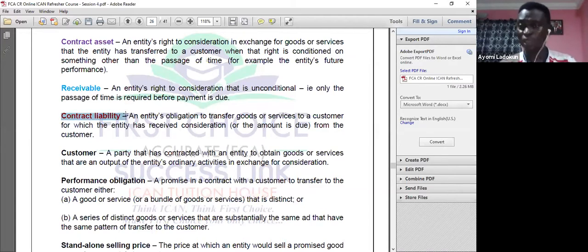Then of course, contract liability. You have collected money, but you have not done anything, so you don't recognize revenue. That's prudence. Just like with this program, you have paid but I've not finished the lectures, so I can't recognize revenue. It's a contract liability because anything can happen.